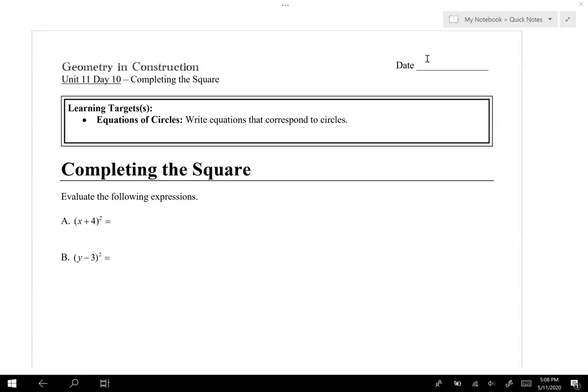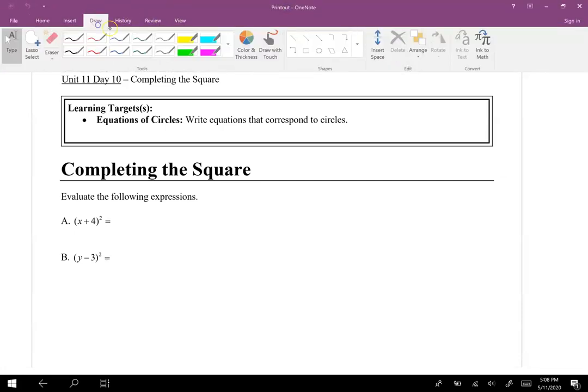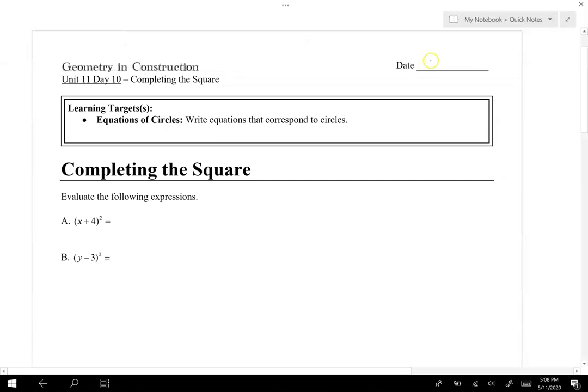All right, and so we're actually going to look at this method called completing the square, and what that's about is it's about patterns, and so we're going to look at patterns first and then use that pattern to help us find the equation of a circle. So a bit of algebra. So if we're going to evaluate the following expressions, I want you to pause this and then take a moment to try it out, and then when you unpause it, we'll go over it.